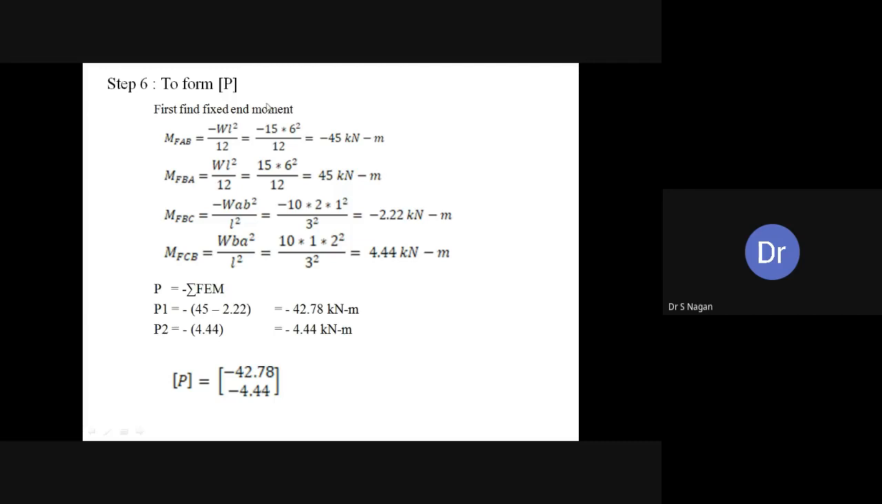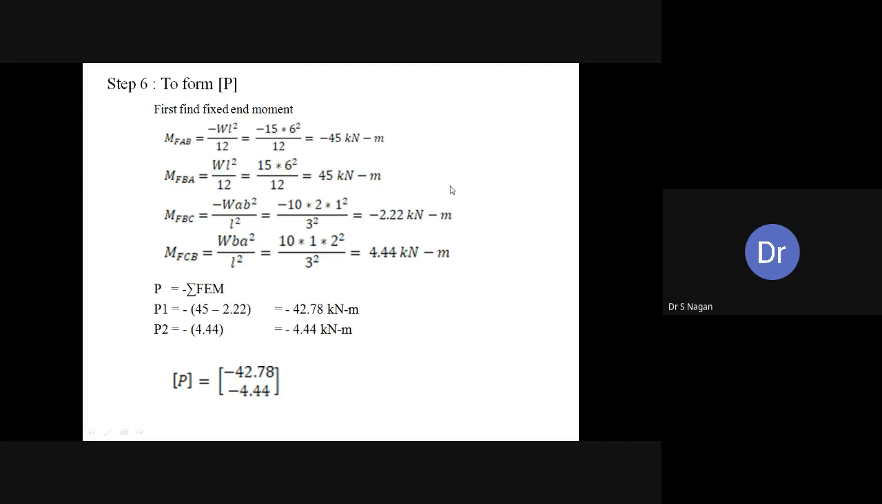So first find the fixed end moments. Span AB is subjected to UDL, so M of AB is minus WL squared by 12, so you will get minus 45 kilonewton meter. M of BA is plus WL squared by 12, plus 45 kilonewton meter. M of BC is minus W A B squared by L squared, minus 2.22 kilonewton meter. And M of CB is plus W A squared B by L squared, so 4.44.